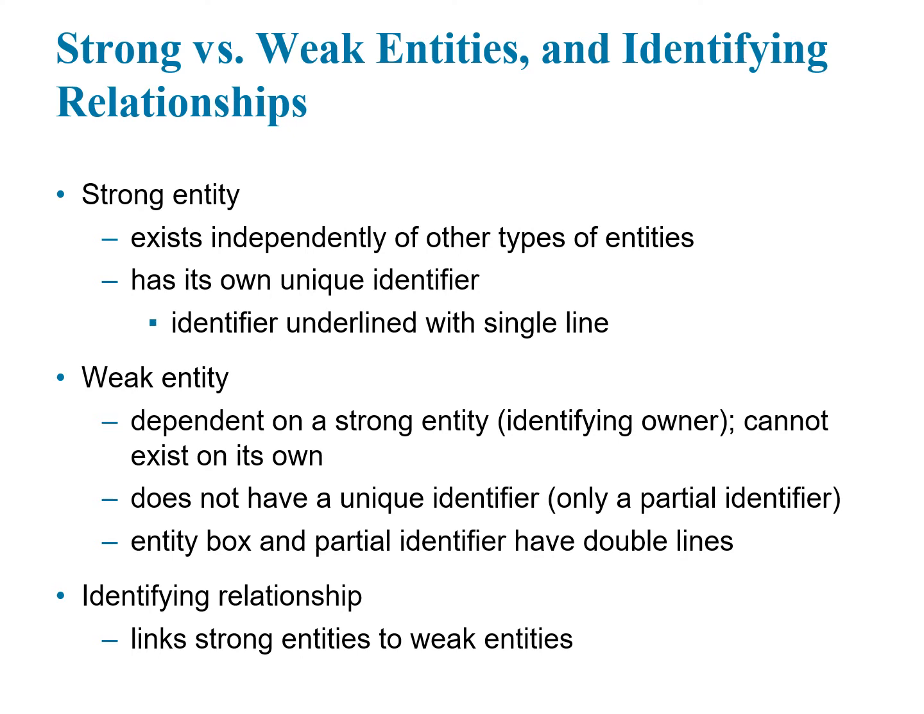A strong entity exists independently of other types of entity and has its own unique identifier, so the identifier is underlined with a single line. A weak entity is dependent on a strong entity, its identifying owner, and cannot exist on its own. A weak entity does not have a unique identifier, only a partial identifier. The weak entity's box and partial identifier have double lines. An identifying relationship links a strong entity to a weak entity.